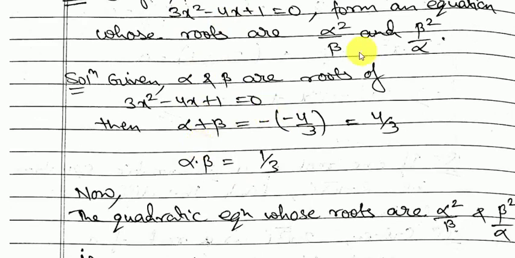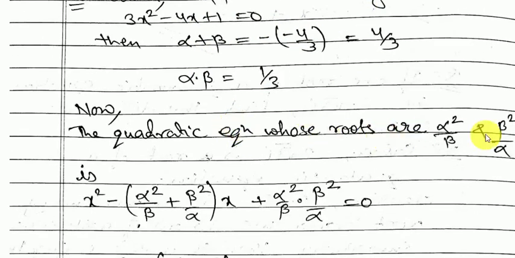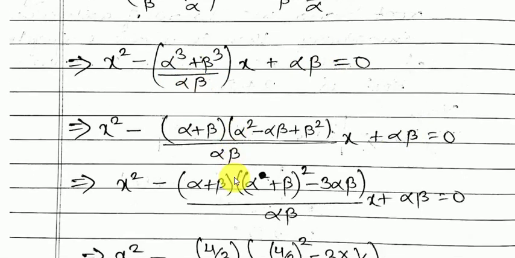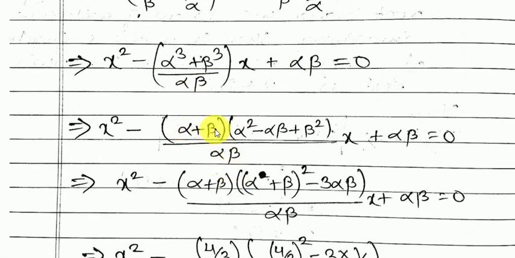Now we are looking for the equation whose roots are this. So you know that the quadratic equation whose roots are this is x square minus the sum of these roots into x plus the product of these roots. Now you have to write this in terms of alpha plus beta and alpha into beta. Here we already have alpha into beta, so no problem. For this you have to write, okay, so we got alpha plus beta, alpha square minus alpha beta.